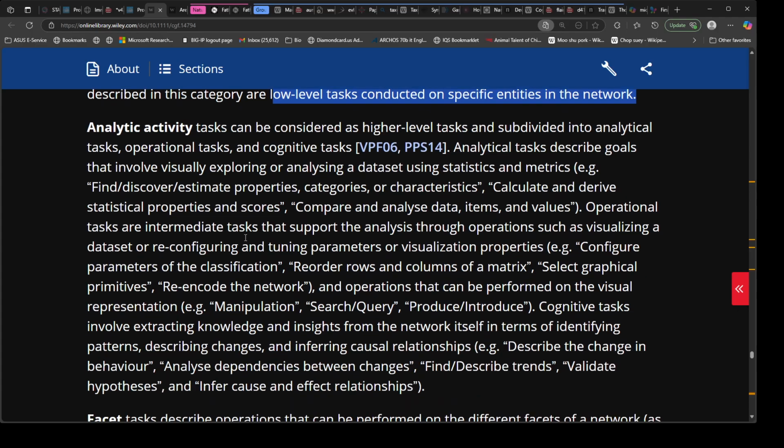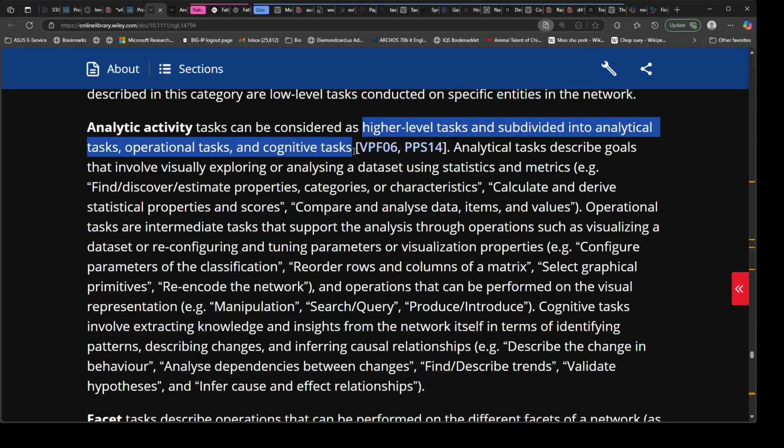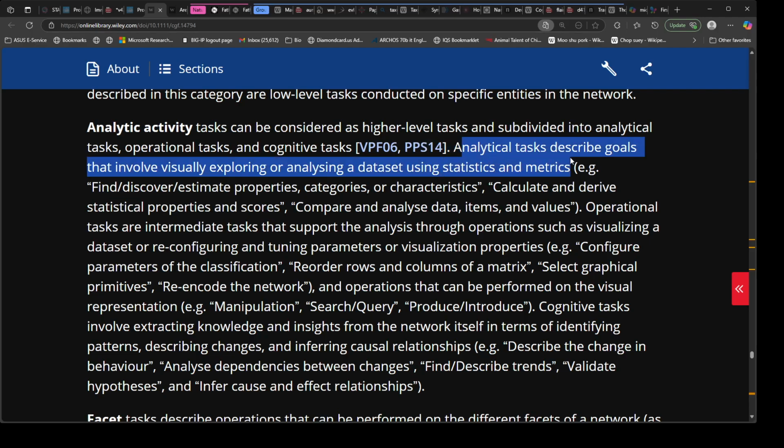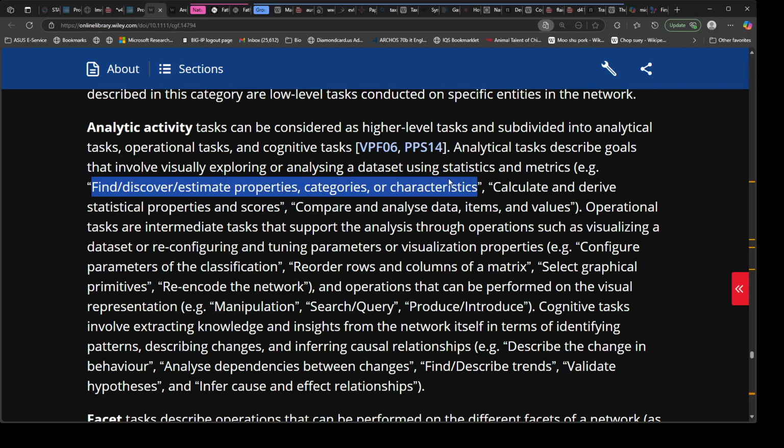Analytic activity tasks can be considered as higher-level tasks and subdivided into analytical tasks, operational tasks, and cognitive tasks, VPF06, PPS14. Analytical tasks describe goals that involve visually exploring or analyzing a dataset using statistics and metrics. For example, find/discover/estimate properties, categories, or characteristics, calculate and derive statistical properties and scores, compare and analyze data, items, and values.